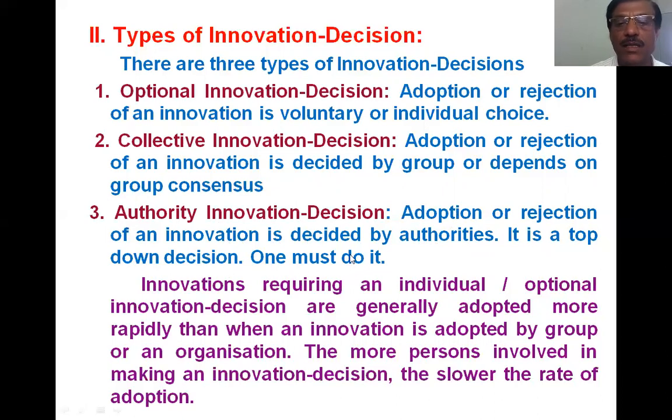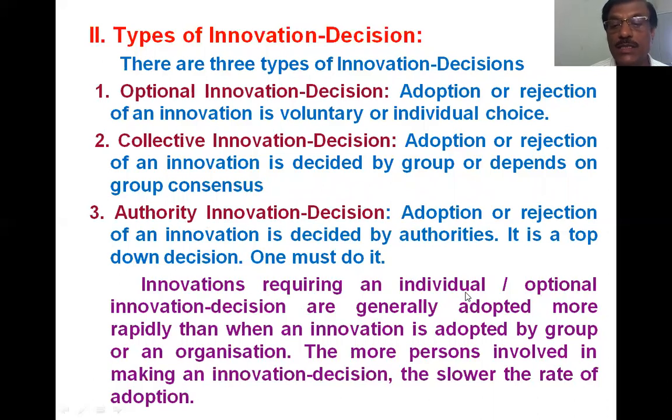For example, take our university. Our university head is the vice chancellor. If the vice chancellor decides that all the teachers should come in uniform, then all the teachers must adopt it and come in uniform. If the authority decides the students should come in uniform, they should come in uniform. That is nothing but authority innovation decision. So these are the important types of innovation decisions: optional, collective, and authority innovation decisions.